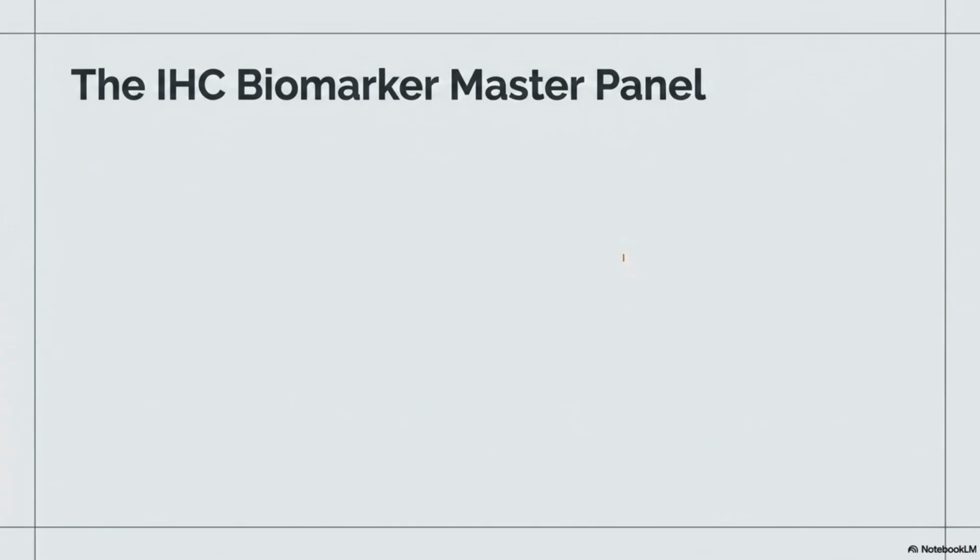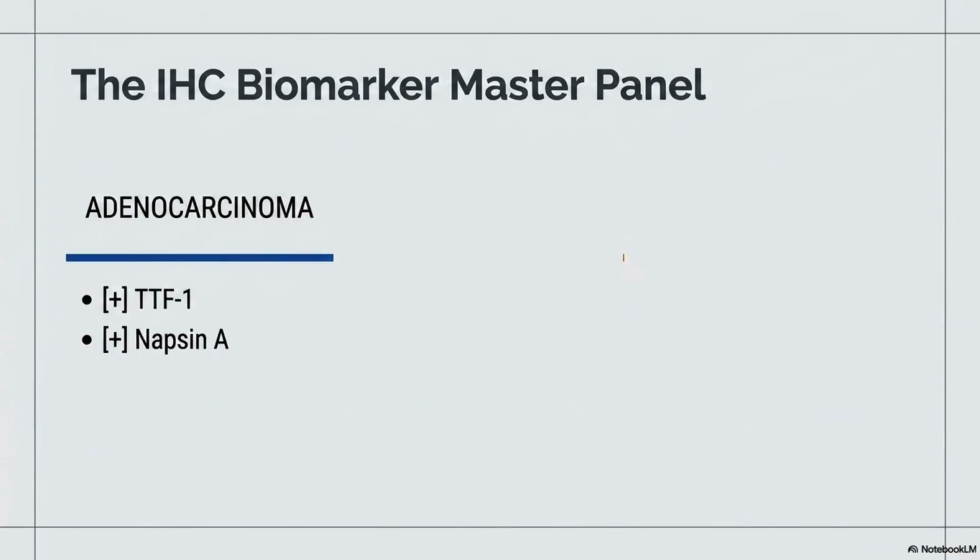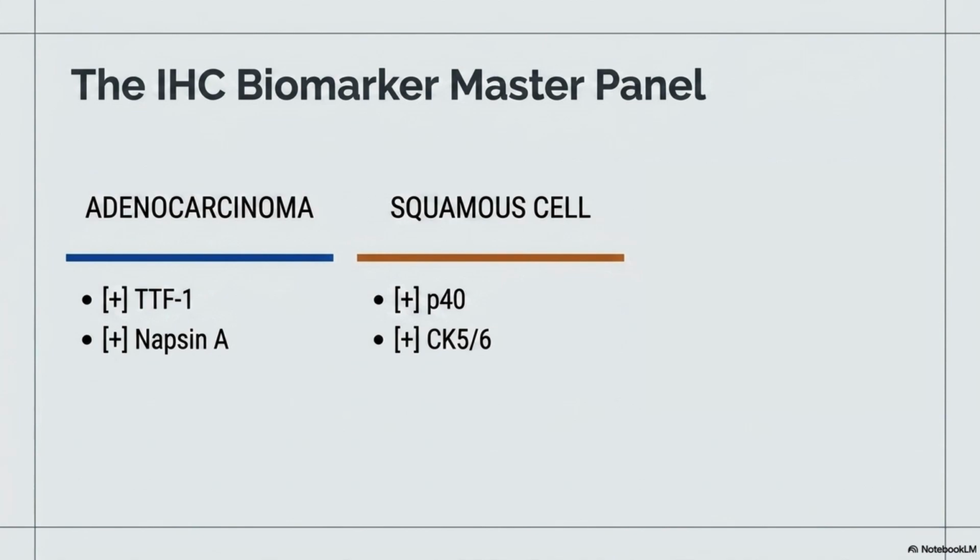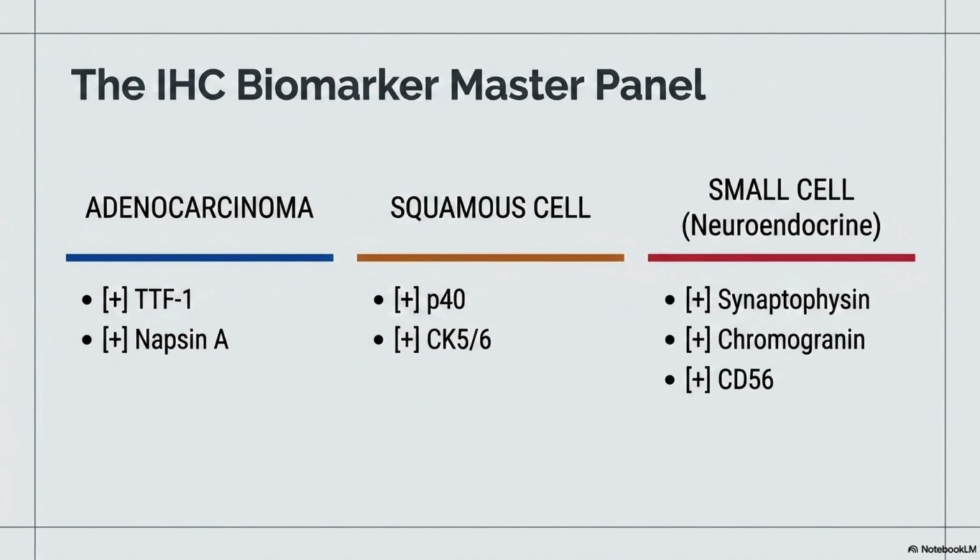Let's consolidate the lab work with the IHC biomarker master panel. If the biopsy is adenocarcinoma, it will light up for TTF1 and napsin A. If it is a squamous cell, you are looking for P40 and CK5/6. If it is a neuroendocrine small cell tumor, it will be positive for synaptophysin, chromogranin, and CD56.